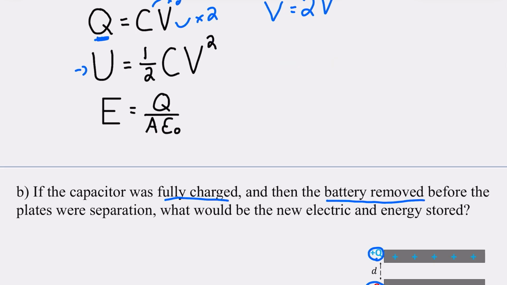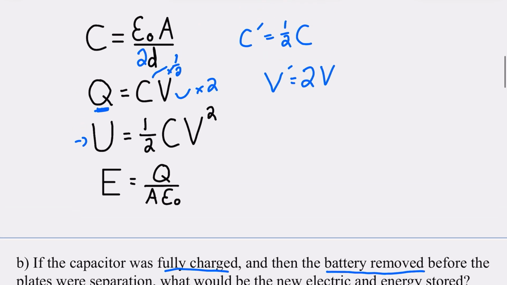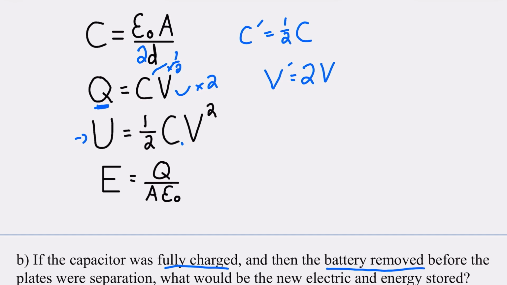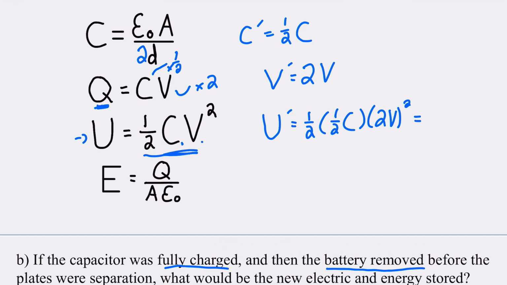When it comes to energy, I have half the original capacitance, but twice the voltage. So the new energy stored will be 1/2 times half the original capacitance times twice the original voltage. And if the original energy is 1/2 CV squared, here I would get CV squared. So the new energy stored is actually twice the original energy stored after the plates are pulled apart.